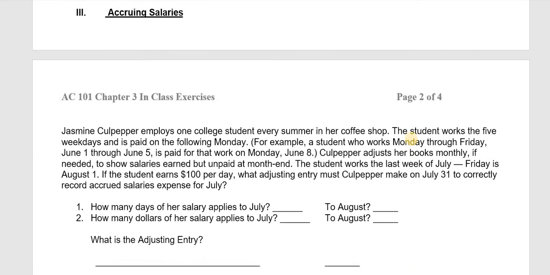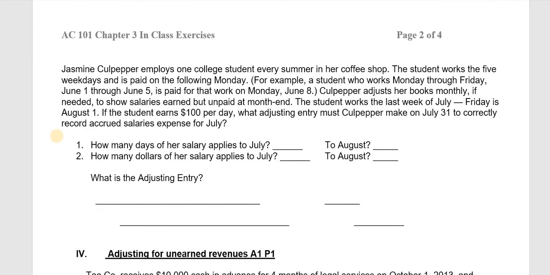Page 2, Jasmine Culpepper, because we're going to accrue salaries. She employs one college student every summer in her coffee shop. The student works the 5 weekdays and is paid the following Monday. For example, a student who works Monday through Friday, June 1st through June 5th, is paid for that work on Monday, June 8th. She adjusts her books monthly, if needed, to show salaries earned but unpaid at month end. The student works the last week of July, and Friday is August 1st. So if the student earns $100 a day, what should we do?